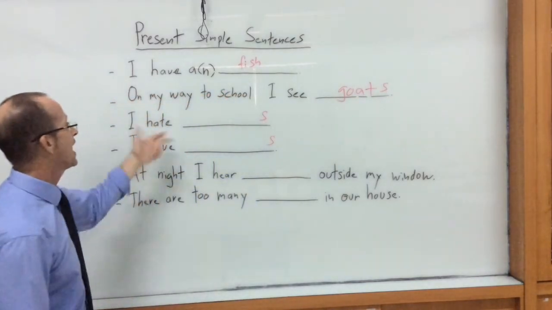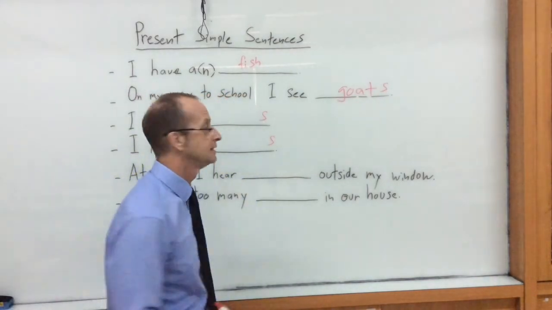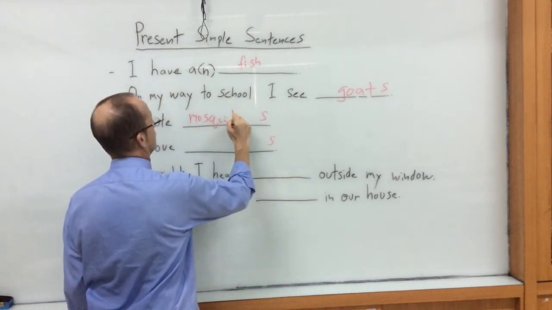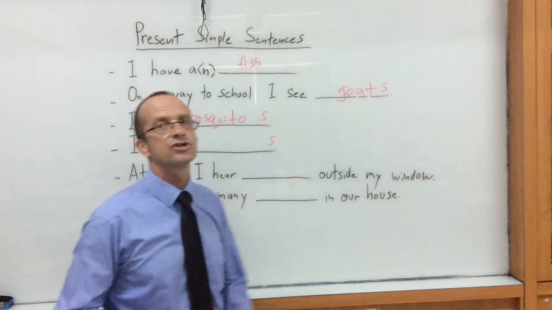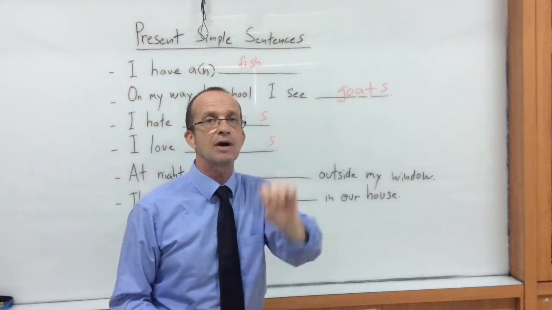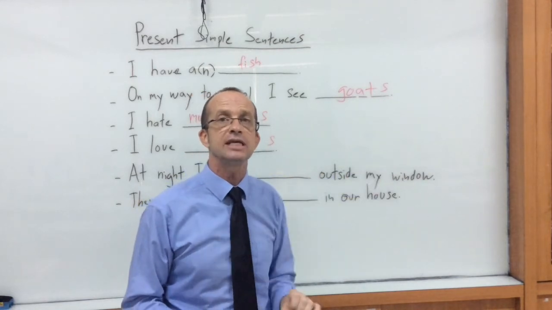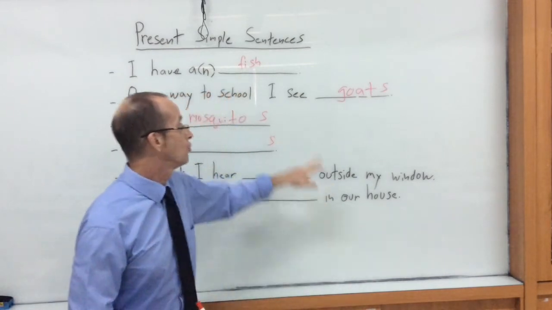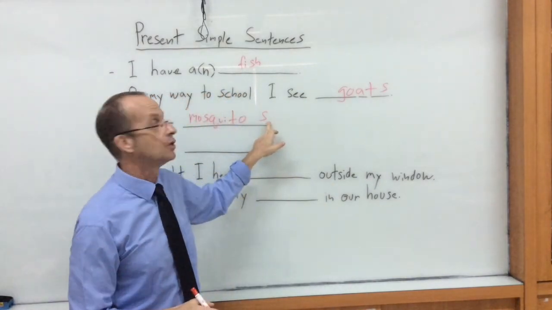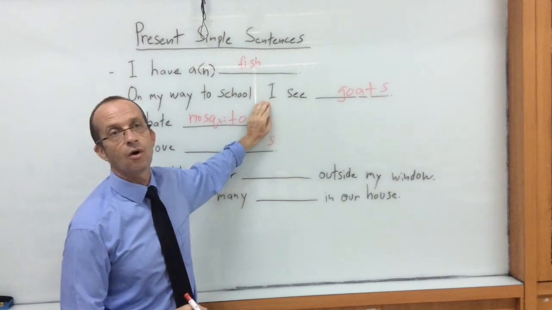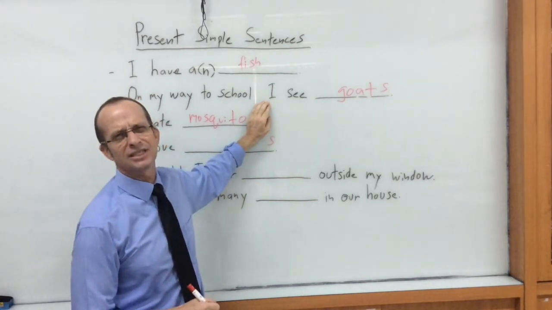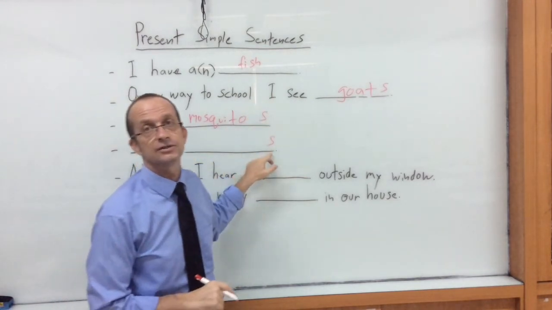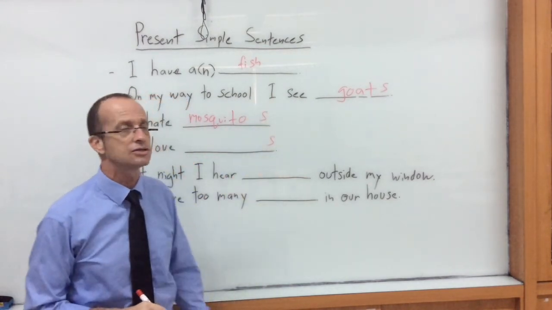Okay? I hate. What do you hate? I hate mosquitoes. Now, when we're talking about all animals, we're not talking about an animal that you have or that you see, but we're talking about generally all of one kind of animal. We always use plural. We don't say, I hate mosquito, or I hate a mosquito. You don't hate a mosquito. That one mosquito? Really? That one? No. You hate all mosquitoes. So you say, I hate mosquitoes.